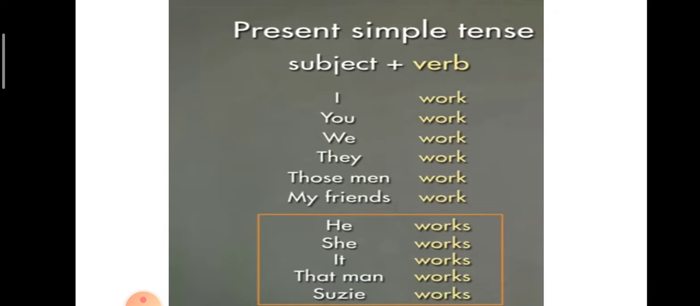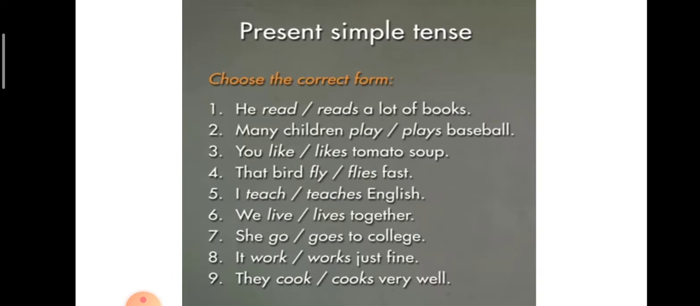Subject plus verb. When it comes to I, you, we, they, those men, my friend, it is exactly the root verb. When it comes to he, she, it, that man, or your name or any person's name, it comes to verb plus s or es. This is the rule. Let's notice the sentence.